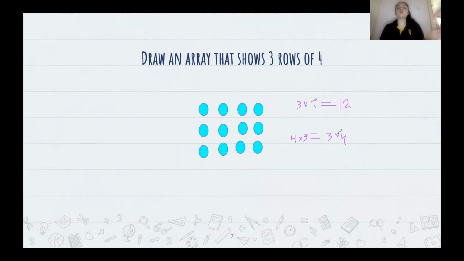So again, we're going to double check by counting our array. So we have 4, 8, and 12. So that just shows you how we can use arrays to check our multiplication. On the next slide, we're really going to focus on trying to skip count on our own without having to draw an array, because it's a more efficient strategy, and it'll help you solve problems faster. So let's take a look.